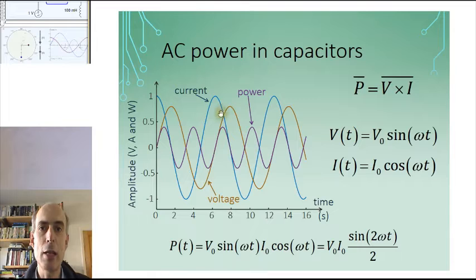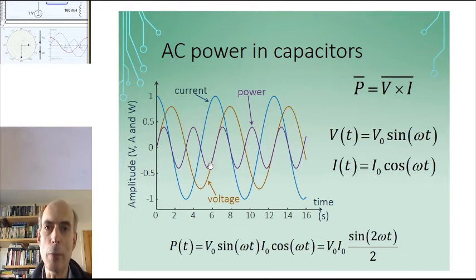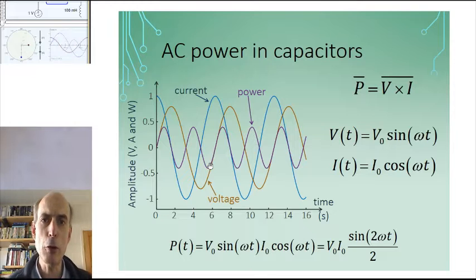Sometimes the current and the voltage are both positive, so the power will be positive. Sometimes the current and the voltage are both negative, so the power will be positive. But at other times, the current is negative when the voltage is positive, and you end up with a negative power. Or the voltage might be negative when the current is positive, like here, and again you end up with a negative power. So we're getting both positive and negative powers associated with this capacitor component.